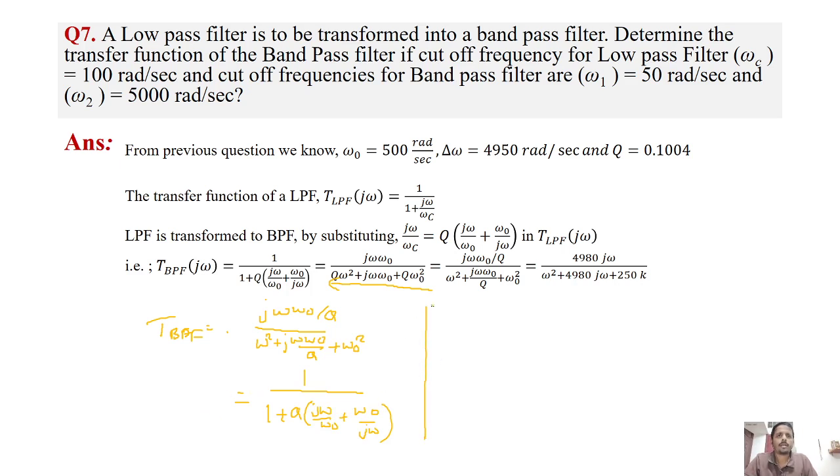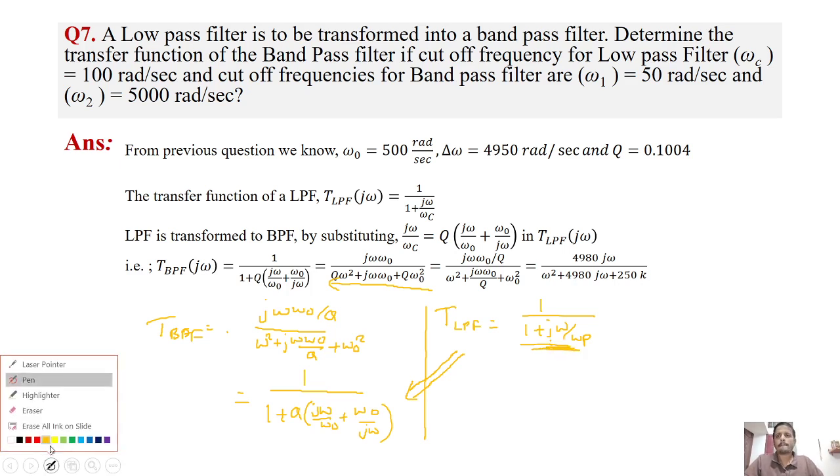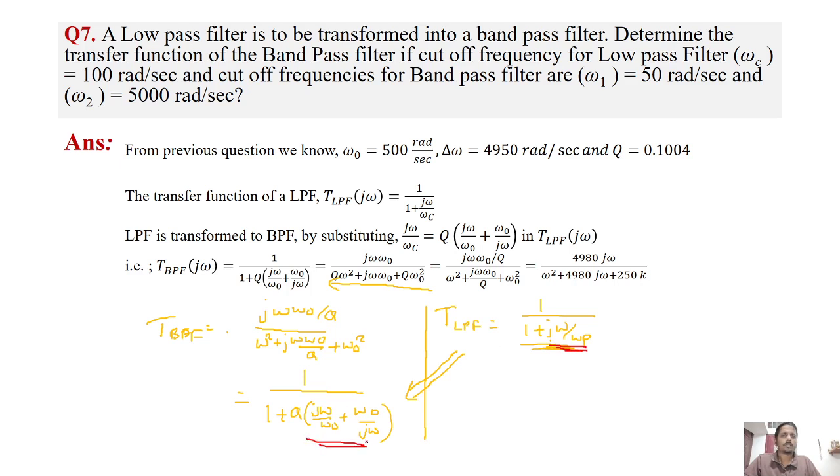I have the transfer function for the low pass filter, which is 1 by (1 plus j omega by omega p). I want to make this transfer function into the band pass filter transfer function. How will I do that? I just need to substitute this term with this term, right?